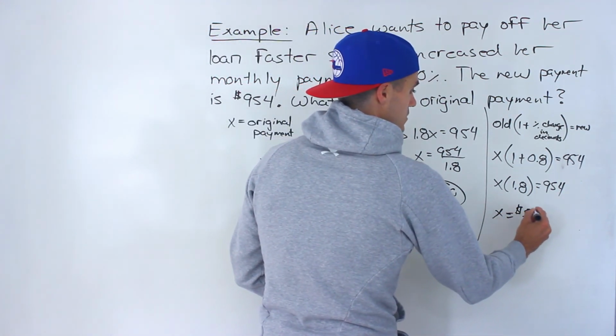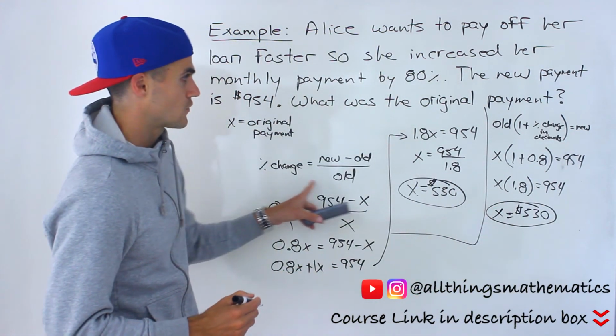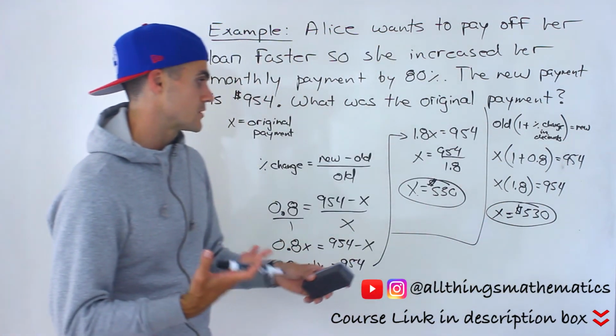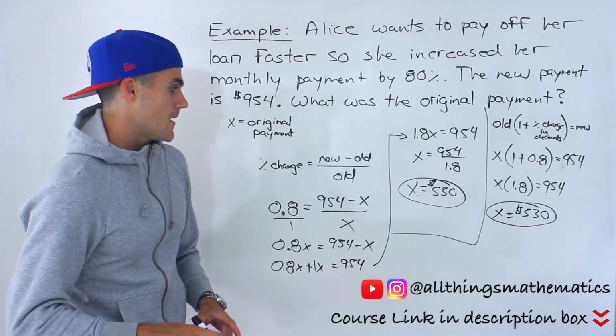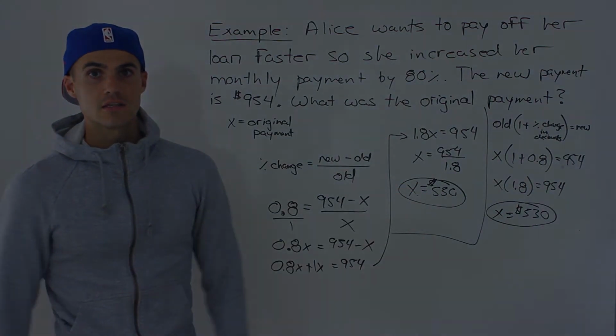So different ways your prof may show how to do a question like this, either with this formula or this formula. They're both the same, they're just rearranged. But yeah, whichever way you do it, 530 is the answer.